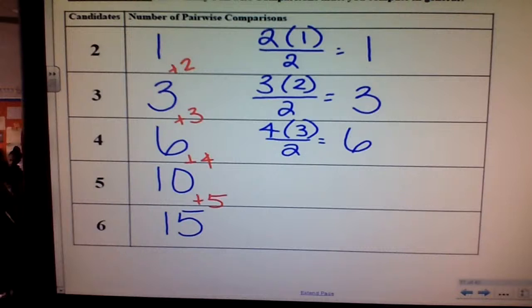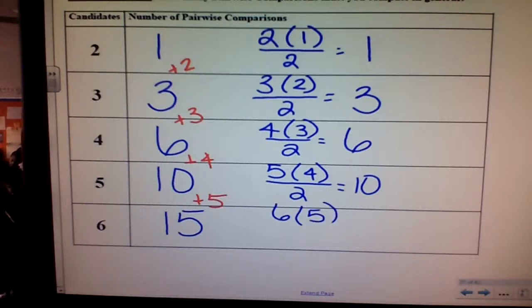Remember, you play everyone but yourself. So that's where that n minus 1 came from. That's why it shrinks, because with 4 players, you don't play yourself, you play 3. 5 players have to play 4. That's 20. Cut in half is 10. 6 players play 5 people. That's 30, cut in half, that's 15.